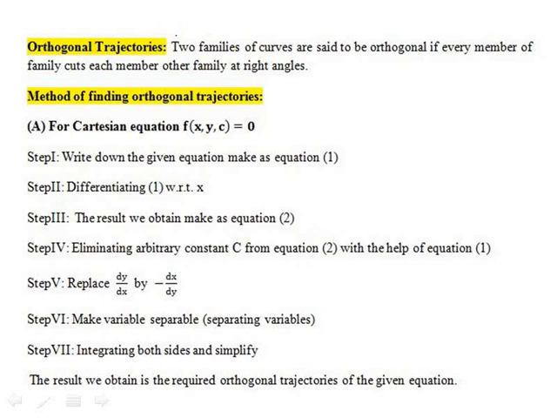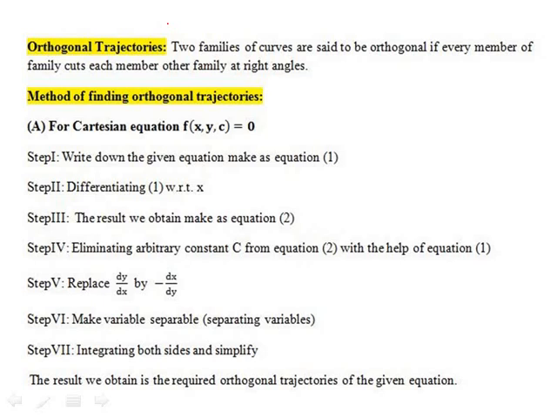Its definition is: two families of curves are said to be orthogonal if every member of one family cuts each member of the other family at right angles. It means when two curves cut each other at a right angle, then we can say that these two curves are orthogonal to each other.